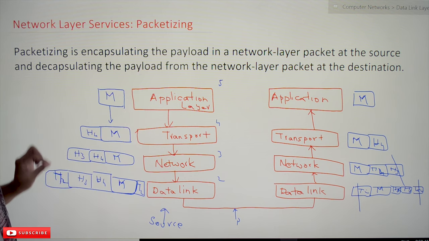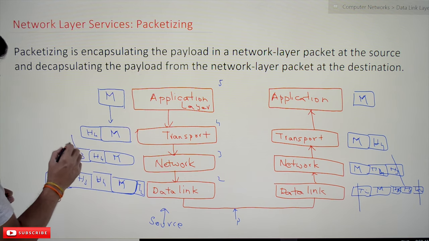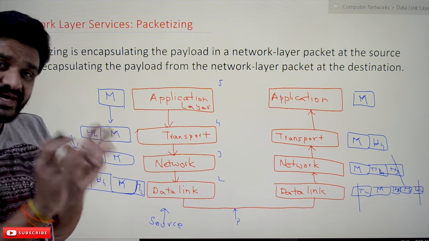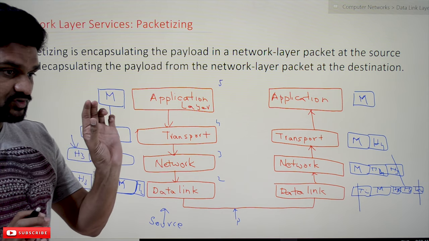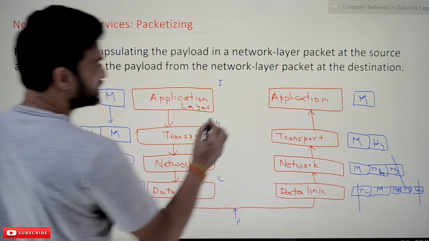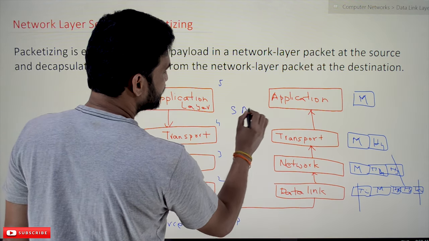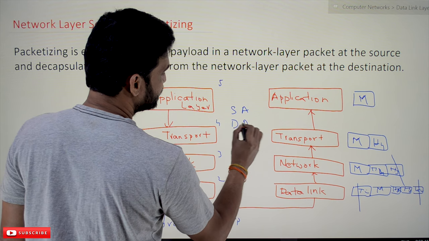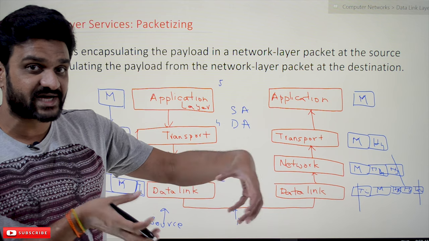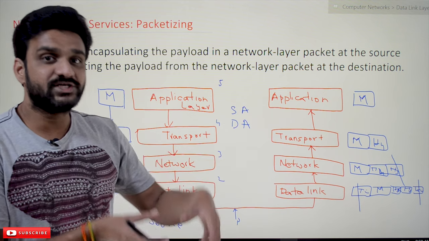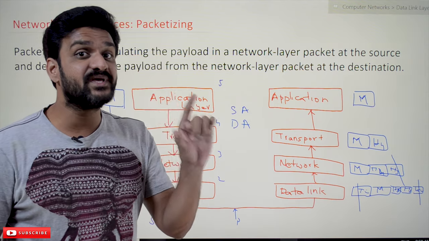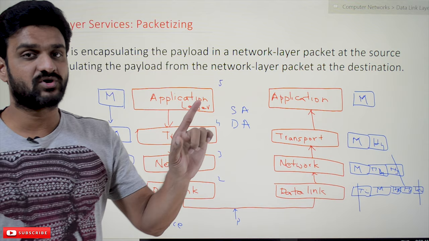So what does this header consist of? It is a very big header, so the main parts we will try to understand. We'll take the terminology. The main parts are the source address, and the next one is the destination address. For a certain number of videos, we will consider that the header has only the source address and destination address. Those addresses are called IP addresses, internet protocol addresses.